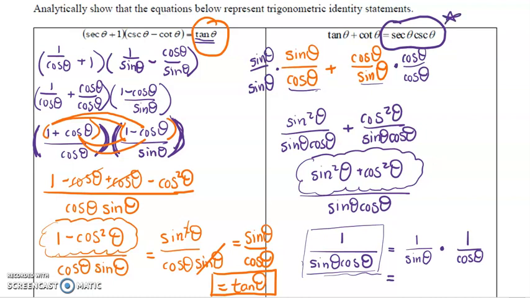Because 1 over sine, aka the reciprocal of sine, is cosecant, and 1 over cosine, aka the reciprocal of cosine, is secant. So I have cosecant times secant, which matches what I have at the top. The order's switched, but remember, order doesn't matter when you multiply. So we are good to go.